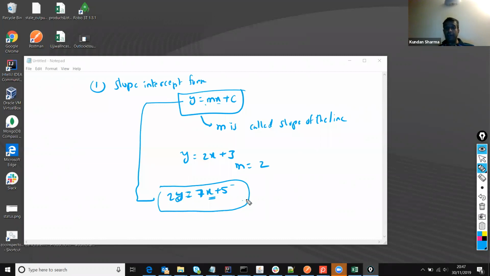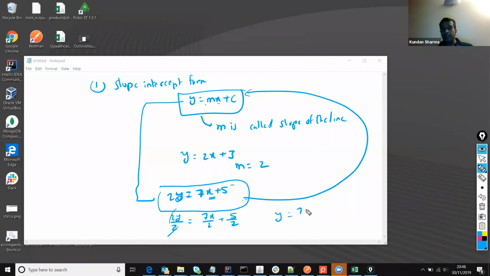So first of all, we have to convert this form to this form. How do I convert that? In order to convert this form to this form, we have to make sure that the coefficient of y is 1. So in order to make the coefficient of y as 1, we have to divide both the sides by 2. I'll say 2y by 2 is equal to 7x by 2 plus 5 by 2. So this 2 and 2 cancel, and this becomes y is equal to 7x by 2 plus 5 by 2.